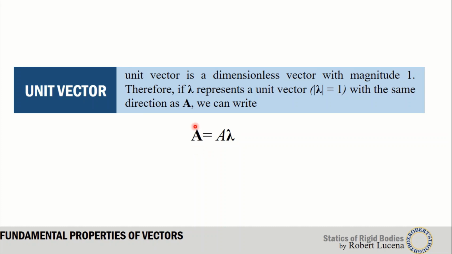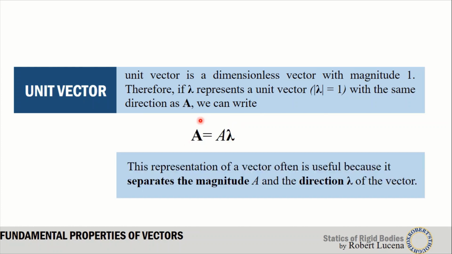Okay, so we can break down this vector into two components, where A is solely the magnitude and the unit vector gives the direction to the vector A. This representation of a vector is often useful because it separates the magnitude and the direction. So again, we can rewrite this vector A into two, where we can easily see the magnitude and the direction. So that's the purpose of the unit vector, to give direction or to analyze the direction of the vector.